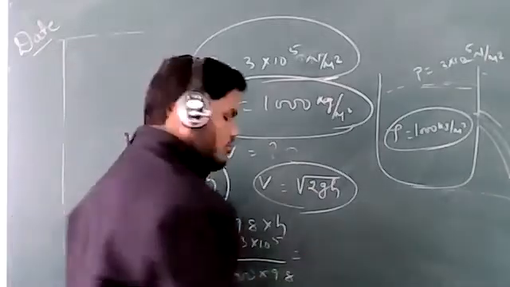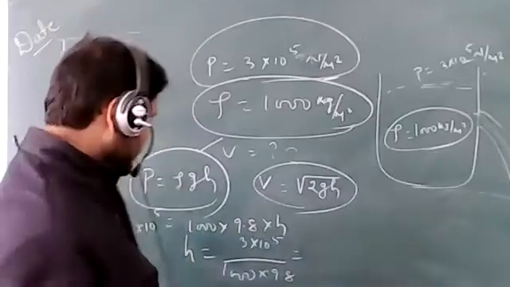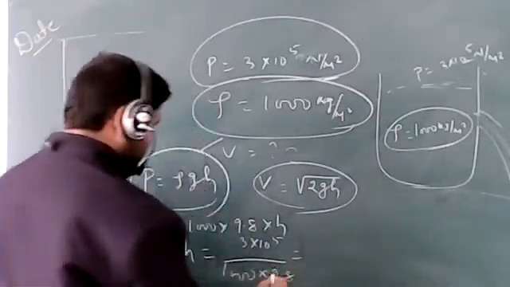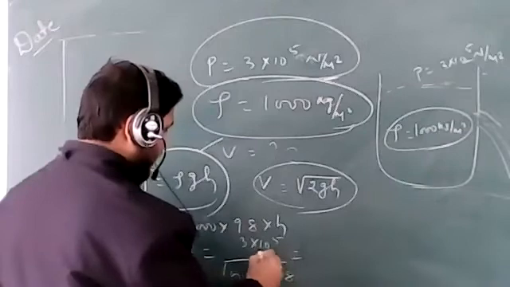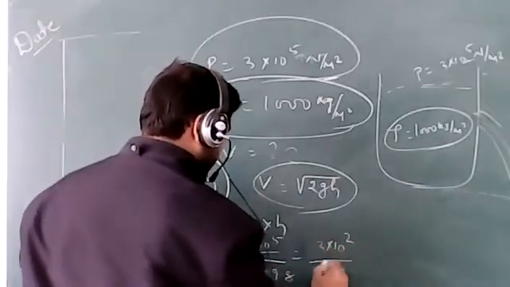So the value comes to, that means you can find out the height. The height comes to, first you just find out the value: 10 to the power 5 is there, 10 to the power 3 is there. So 3 into 10 to the power 2 divided by 9.8.